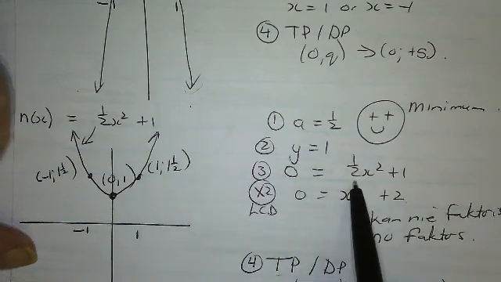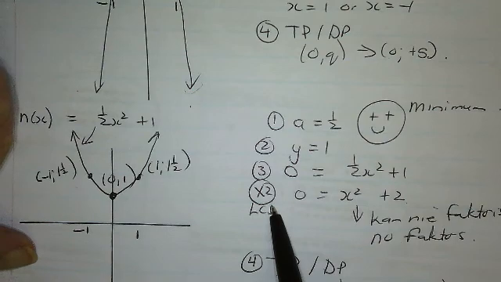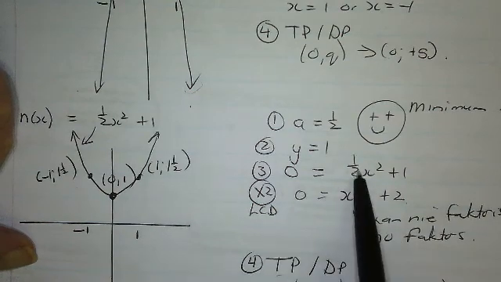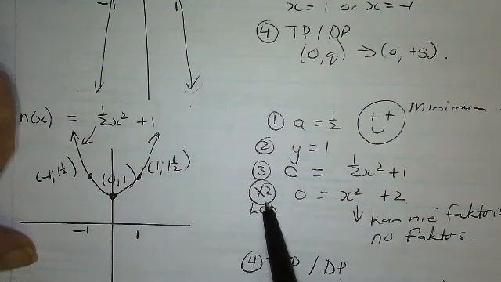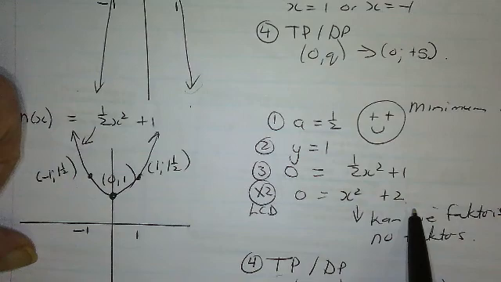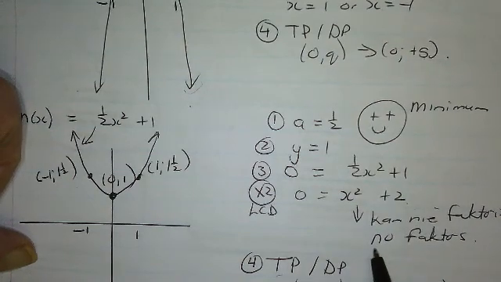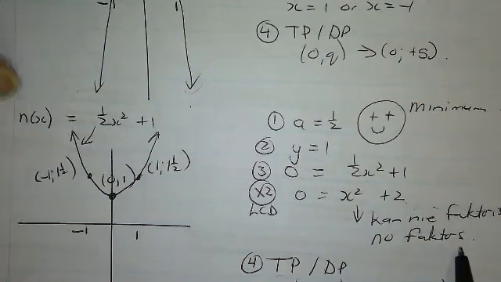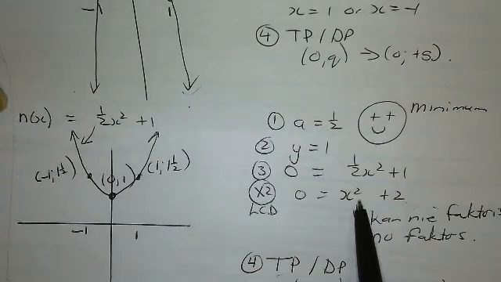X-intercept, you make y 0. Now because of that fraction there, you multiply by the LCD. Because there's a 2, I will multiply by 2. If that was a 4, you multiply by 4. And you multiply throughout all the terms. Once again, you see there will be no factors. You can't factorize that one.